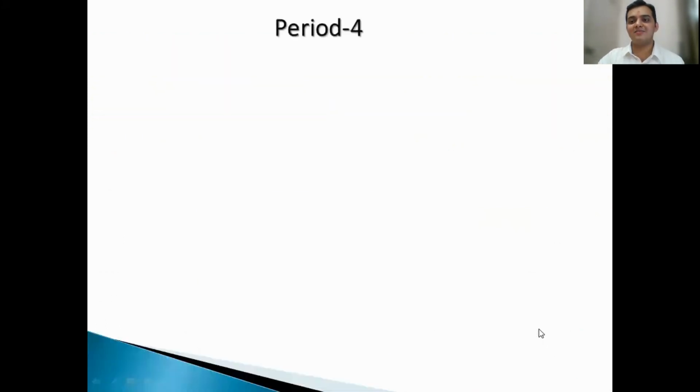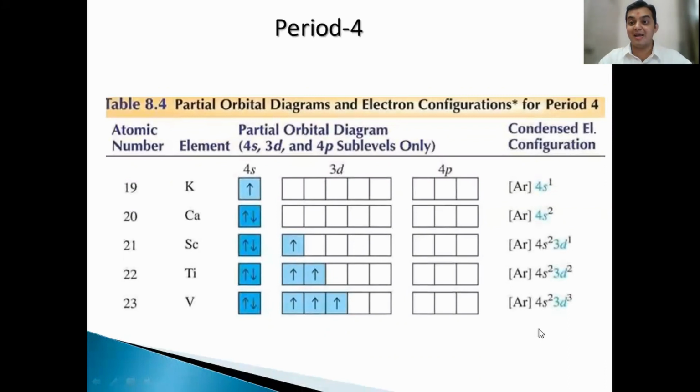Going to the next one, that is 19 and 20, potassium and calcium. Potassium is 19, calcium is 20. You remember that after 1s, 2s, 3s, 3p, there is no 3d, first there is 4s. So first we'll fill up 4s and then we'll fill up 3d. So 4s will come first. So what I have written is argon 4s1. So what is the actual configuration? 1s2, 2s2, 2p6, 3s2, 3p6. After that we'll put in 4s1.